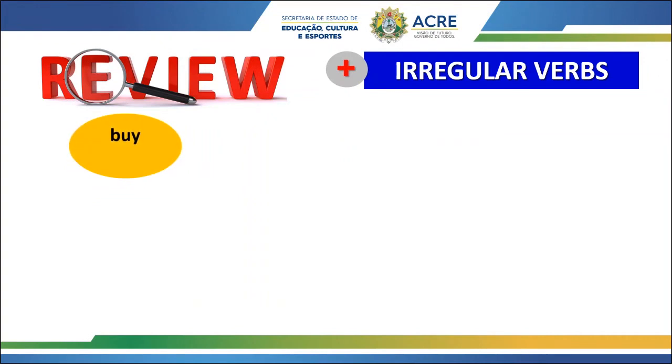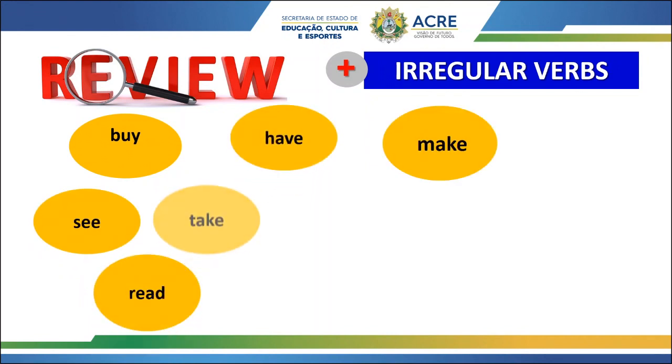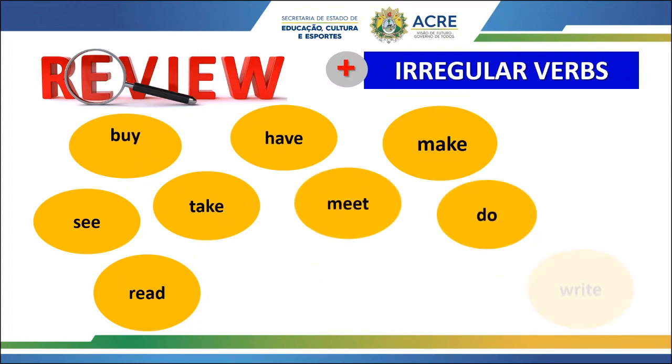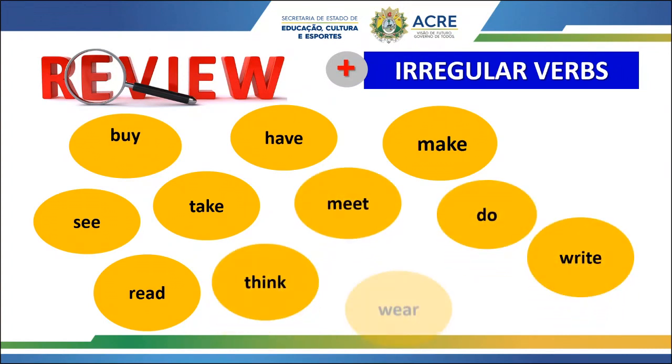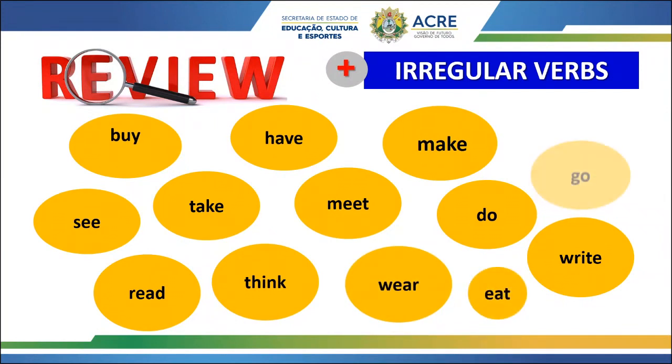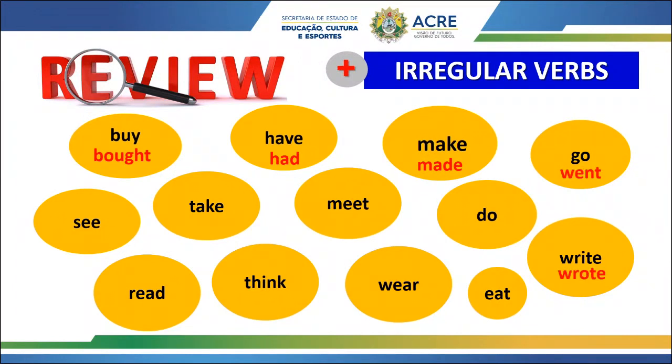Let's review the irregular verbs. No other way, you need to remember. Buy, see, have, make, read, take, meet, do, write, think, wear, eat, go. Buy, bought; have, had; make, made; go, went; write, wrote; do, did; meet, met; take, took; see, saw; read, read.